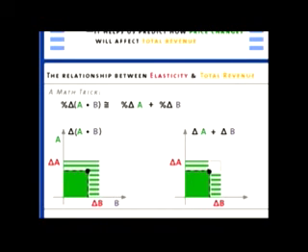Now, let's put that to work to understand how elasticity and total revenue are related. What is the formula for total revenue? Well, it's the price of the product times the quantity that a firm sells, P times Q. What's the percentage change in total revenue going to be? Well, the percentage change in total revenue is going to be equal to the percentage change in the price plus the percentage change in the quantity demanded.